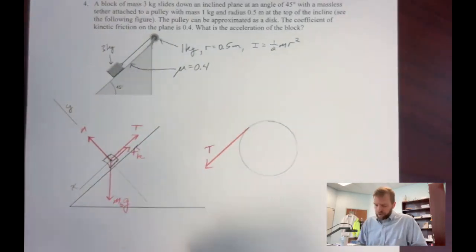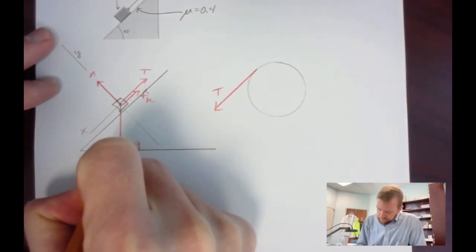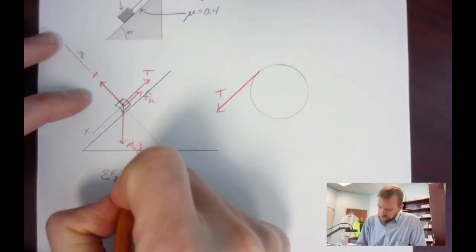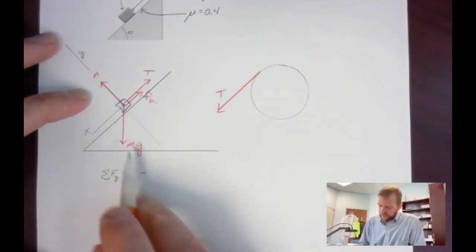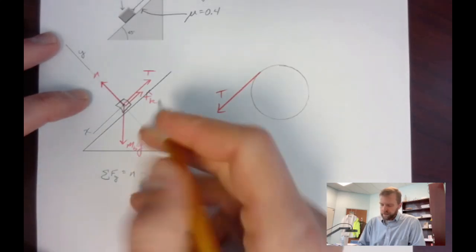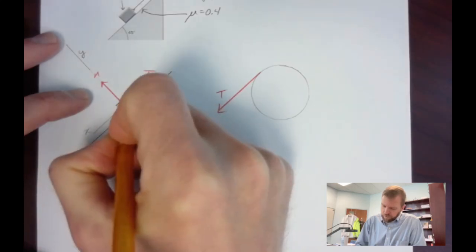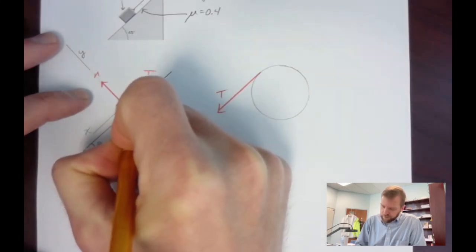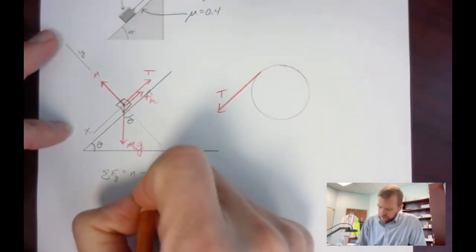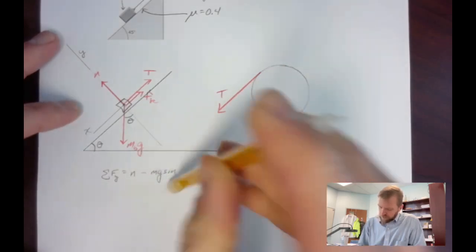All right, so the sum of the forces in the y direction. Now we've got the normal force, and then we have the mass of the block times gravity. And remember, this is theta, which is 45. This is also theta. So this is going to be mg times the sine, the cosine.